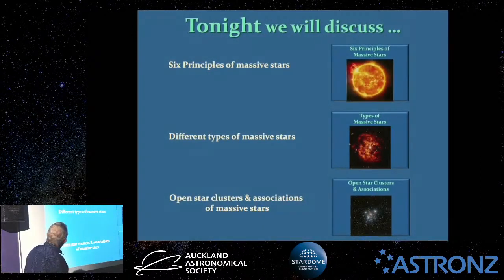I've split it up into three sections. First, we'll talk about 6 principles of massive stars, which apply to general astronomy. We'll then talk about the different types of massive stars. There are 6 main types, and we'll go through them with some examples of stars that you can see yourself. And then we'll talk about the groups in which you tend to see these massive stars, usually in open star clusters or associations, all located in regions of star formation.